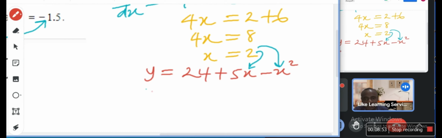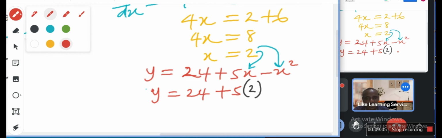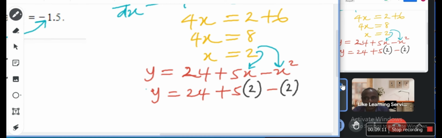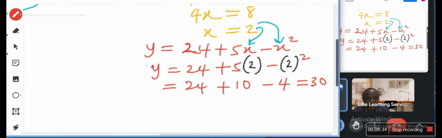So y will now be equal to 24 plus 5 times 2, then minus 2 all squared. Everything is written the way it is, just the x is replaced. You get what I mean? So this gives us 24 plus 10 minus 4, am I right? 24 plus 10 is 34, minus 4, that's 30. Therefore the coordinates will be what?